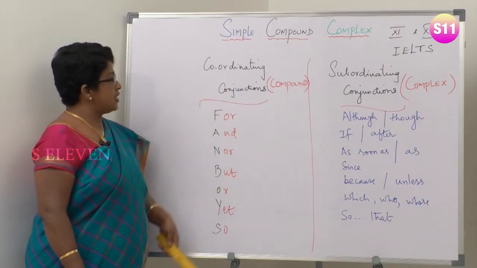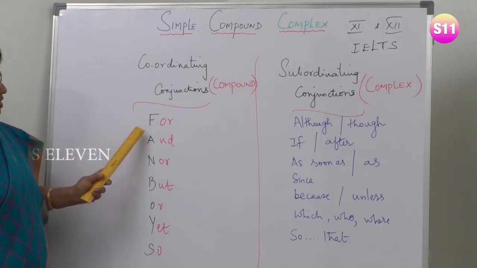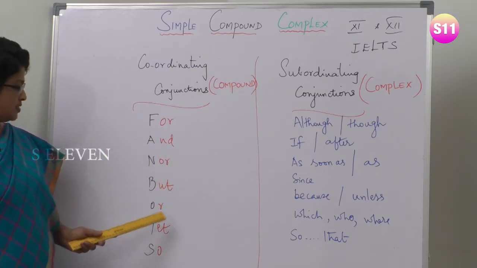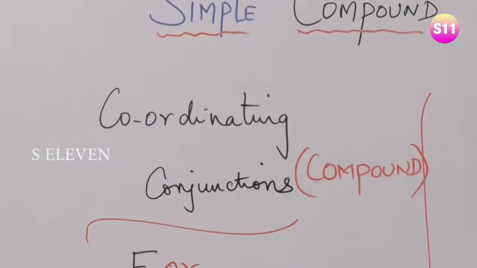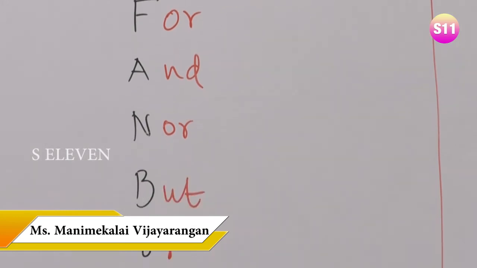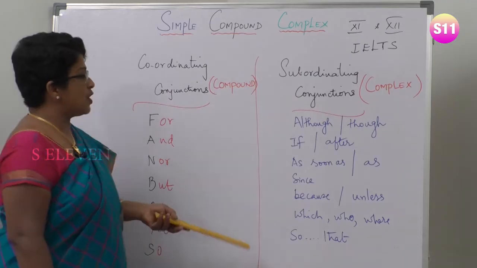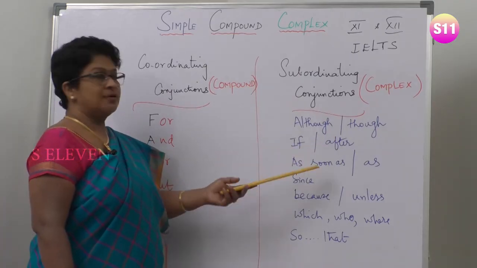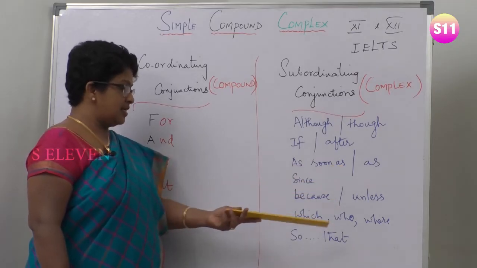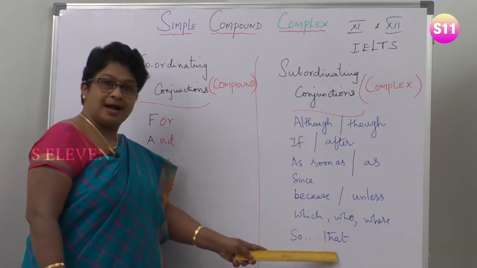Just to remember the coordinating conjunctions, I have used this abbreviation: FANBOYS. Have this in mind. FANBOYS: for, and, nor, but, or, yet, so. And subordinating conjunctions, you have although, though, if, after, as soon as, since, because, unless, which, who, where, so. After this, some words will come and then that.